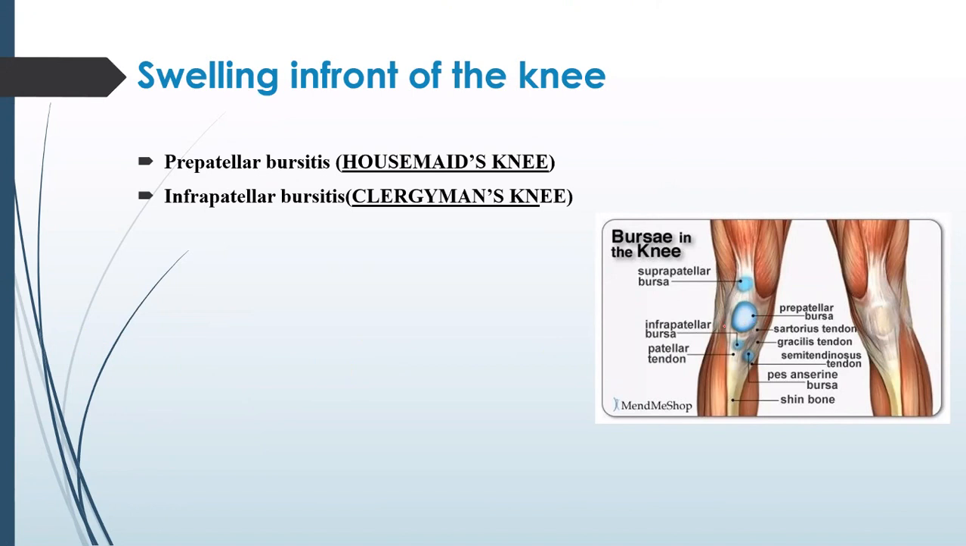So in the knee we have more than 10 bursas. Sometimes we call it bursitis, inflammation inside this bursa. The most common one is what we call the housemaid's knee bursa, which is the prepatellar bursitis.